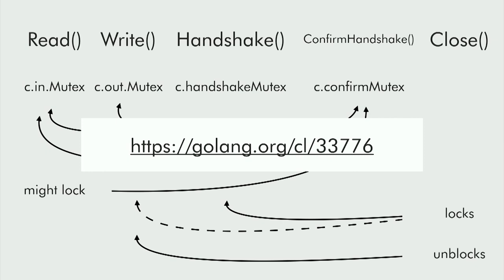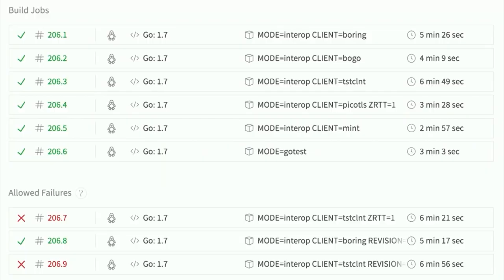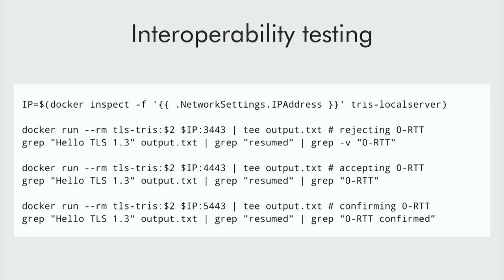On my side, what I did to make sure that all this worked is that I tested it with every client library I could get my hands on. I wrapped all of them into Docker containers, and I made them run in a Travis CI setup against my library to make sure that they could send, receive data, 0-RTT data, do all kinds of handshakes.